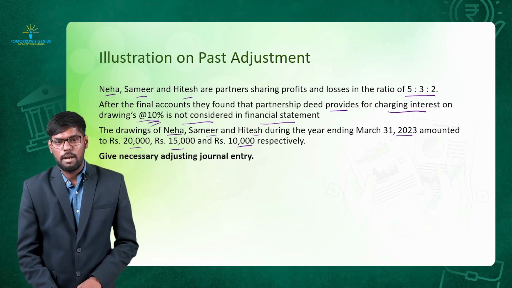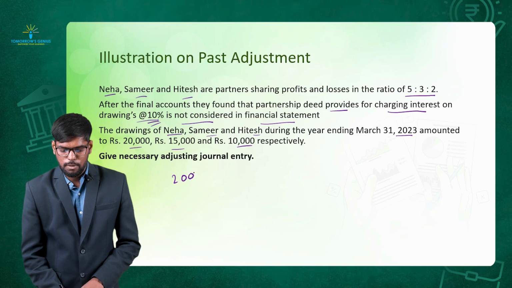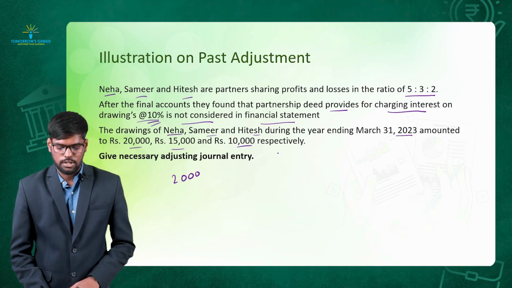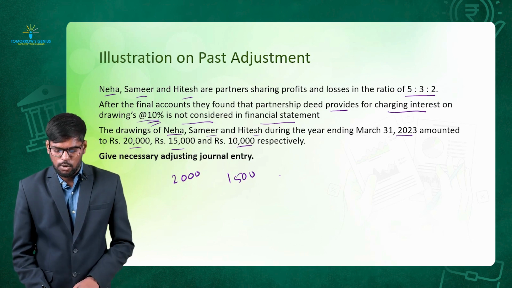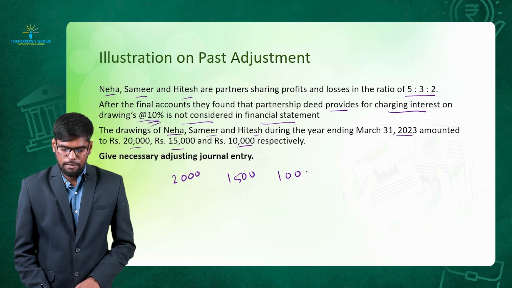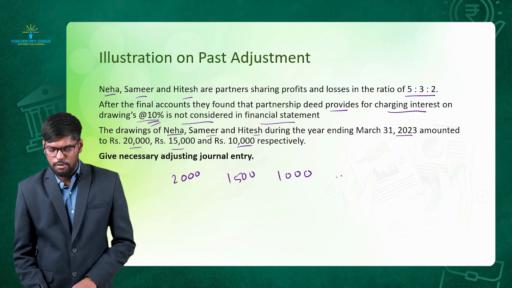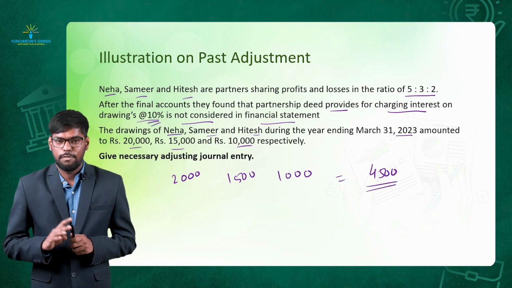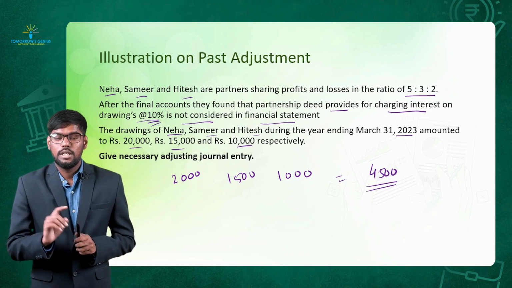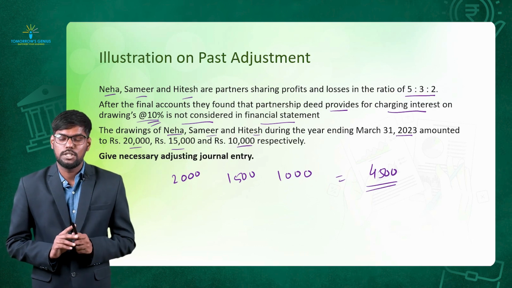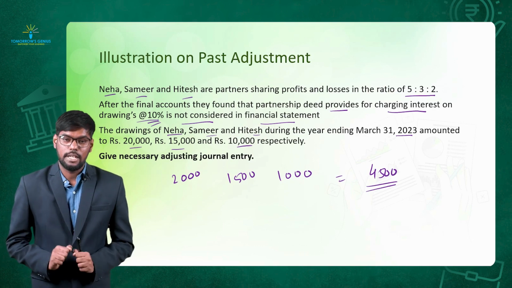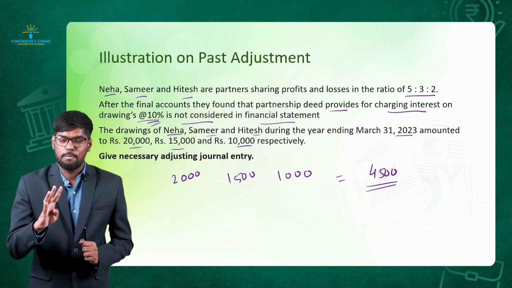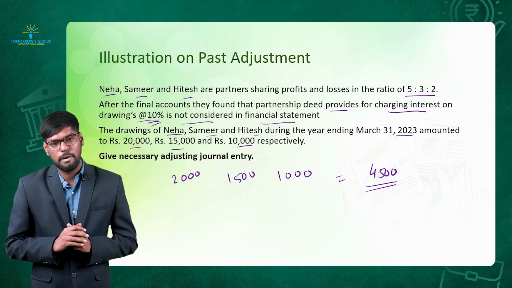So 20,000 multiplied by 10%, I will get 2,000 rupees of interest on Neha's drawings. On Samir's drawing, it is 1,500 rupees, and on Hitesh's drawing, it is 1,000 rupees. So if I total all the interest on drawing, it will be 4,500 rupees. Now, this 4,500 rupees of income was not recorded by the partnership in the previous year's profit and loss appropriation account, right? So it means 4,500 rupees of profit was distributed less in the previous year, right?